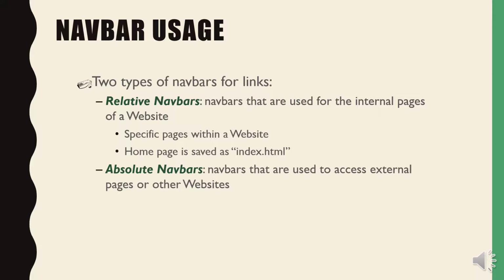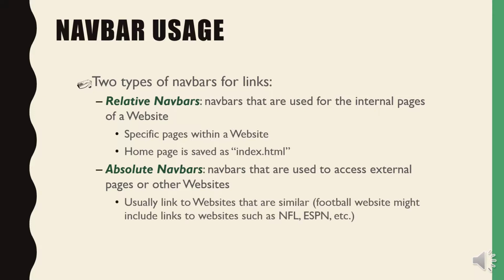Then there's absolute nav bars, which are used to access external pages or pages outside your own website. They are usually linked to websites that are similar. For example, if we were doing a football website, we might also create absolute links that link to the NFL and ESPN. These absolute nav bars or links are actually a courtesy to users.